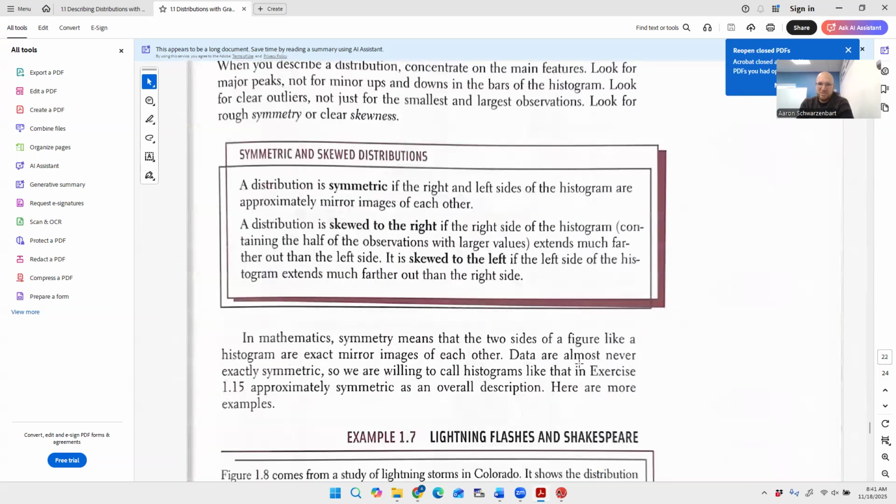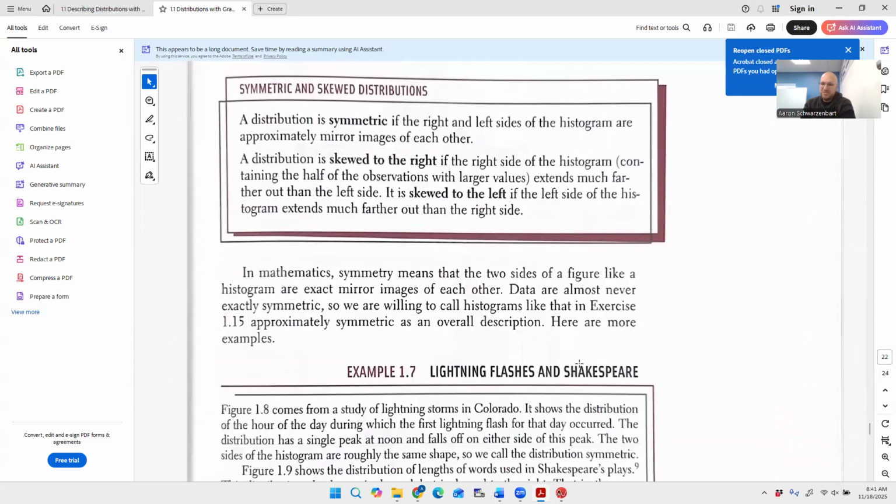Okay. So shape. Symmetric is anything that is symmetric. There's a shape that we don't often use, but this is called uniform. Everything's equally likely. So rolling a die, you'd get a uniform distribution of 1 through 6. Does that make sense? Symmetric looks like anything that's symmetric. Uniform is symmetric.